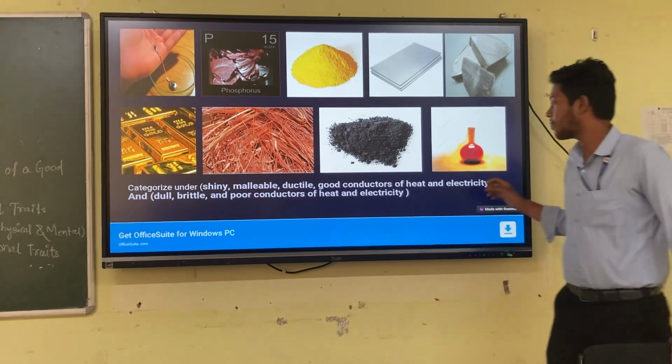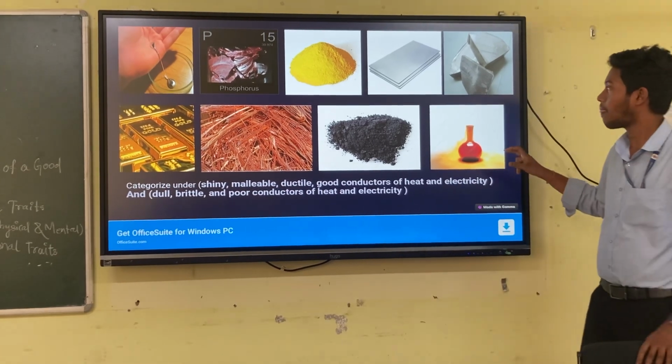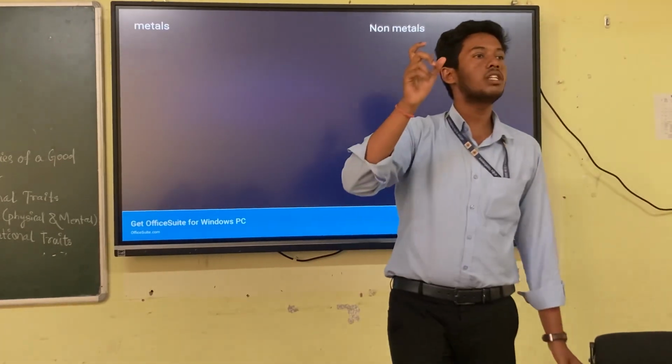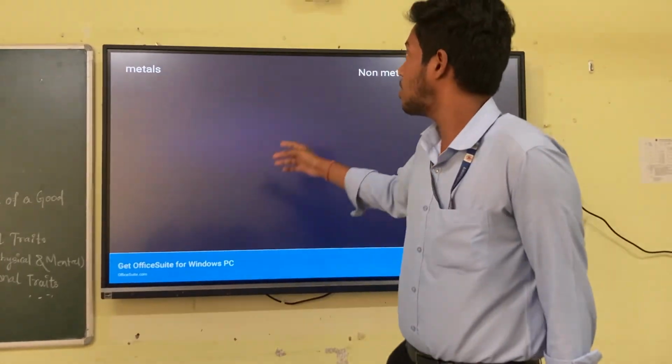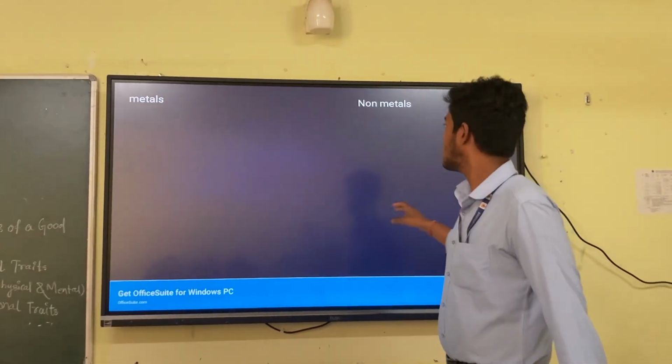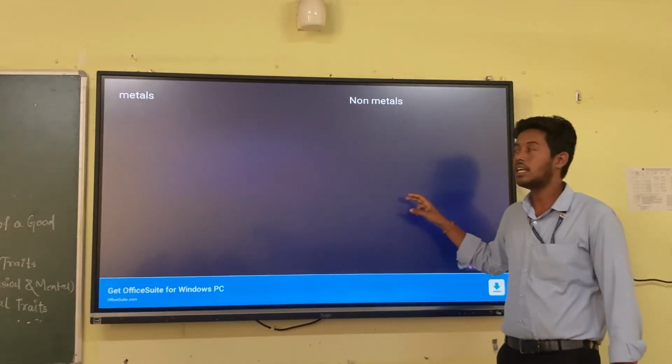Let's differentiate. I have differentiated under the heading of metal. I use the word shiny. So under metals, I have categorized the shiny materials, and the non-metals, those which are dull.